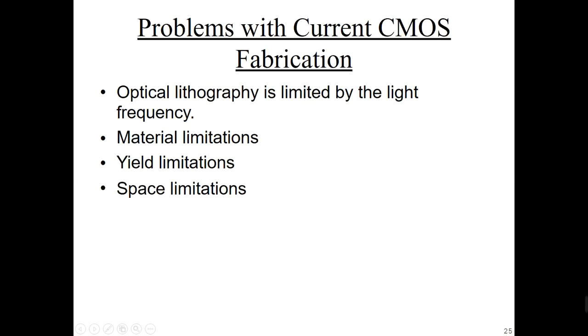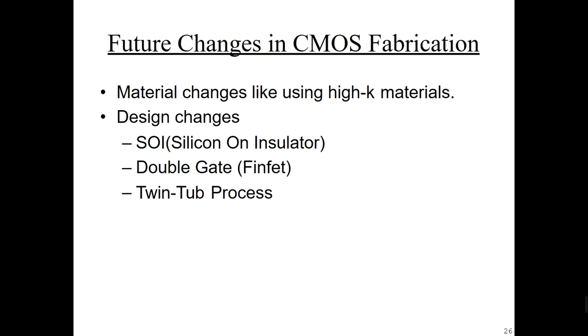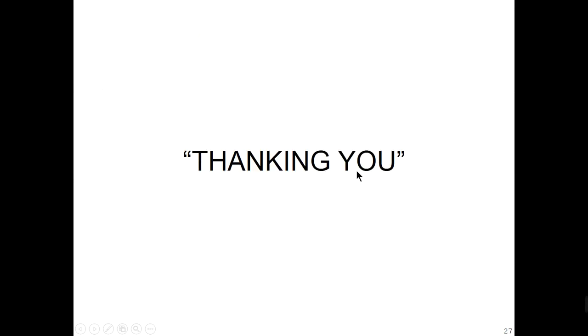And coming to this, what are the problems in current CMOS fabrication? Optical lithography is limited by the light frequency, and there are material limitations, yield limitations, and space limitations. These are the problems with current CMOS fabrication. And coming to the future changes in CMOS fabrication, what are they? The first is material changes, like using high-K materials, and design changes, that is silicon on insulator, and double gate, that is FinFET, and twin tub process. Thank you.